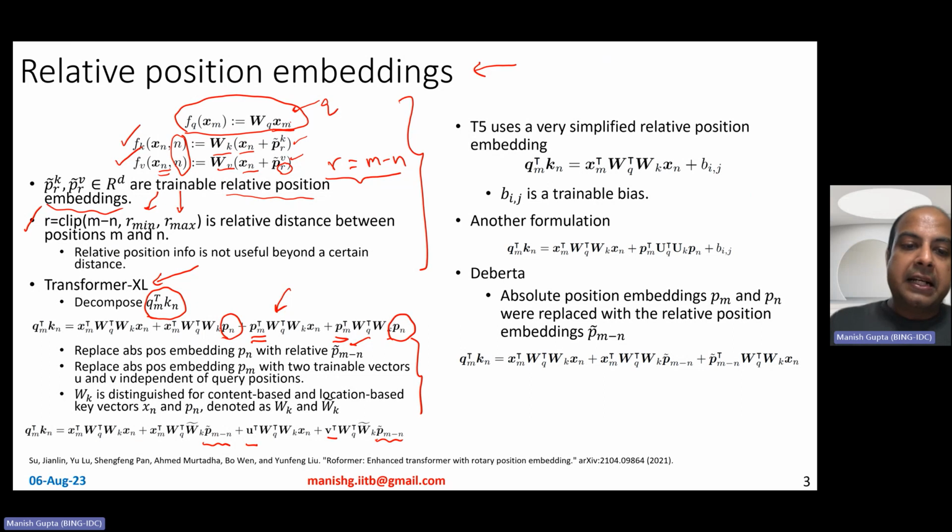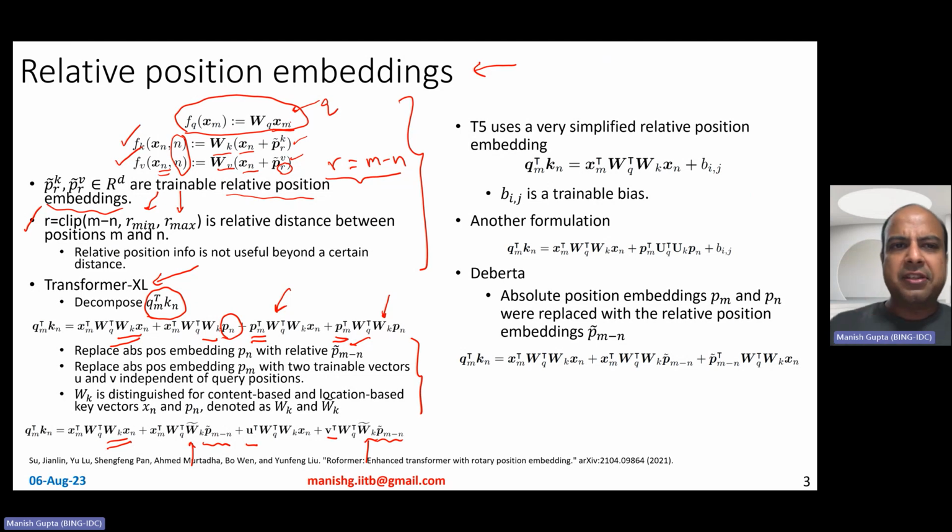And lastly, they said that, hey, let's not keep this WK the same in both cases. Let's have 2 different WKs. So you can have a WK which incorporates information about position, but this WK which is about content is a different matrix. So also the weight matrix for the key, you use 2 different weight matrices, one for using the key from the content perspective, and the other for using the key from the position perspective.